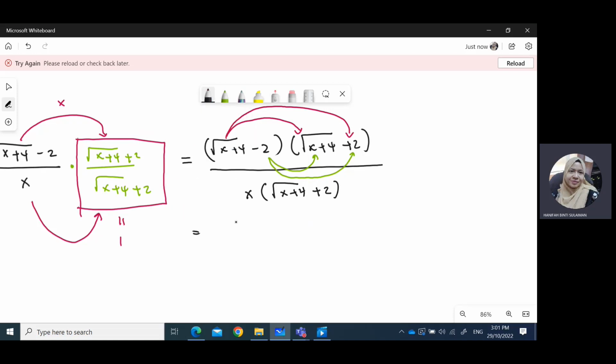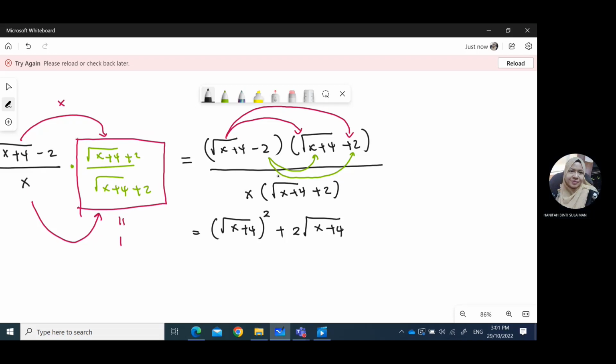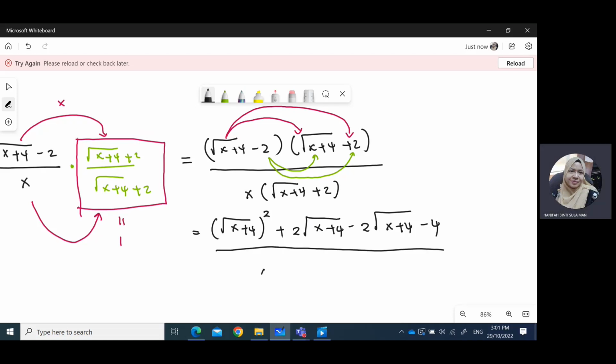So here we have, for the first term, square root x plus 4 to the power of 2, plus 2 times square root x plus 4 and minus 2 times square root x plus 4. And then the last term here is negative 4, which is negative 2 times 2. All right, so over x times square root x plus 4 plus 2.